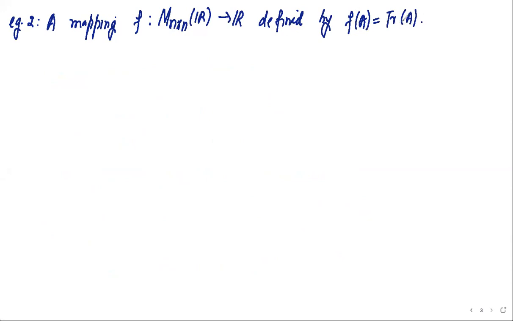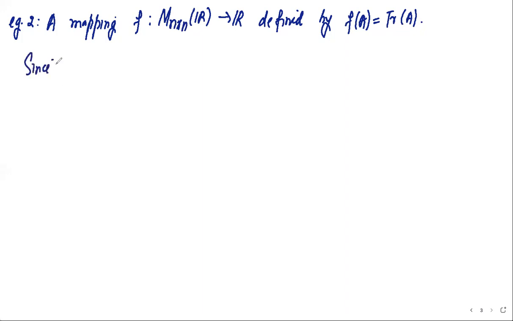Now since the trace is defined to be the sum of the diagonal entries of a matrix, and here we are choosing the set of all n cross n matrices, trace of A will be the sum of the diagonal entries. Since all the entries in every matrix of Mn(R) are real numbers, trace of A will be the sum of n real numbers. So this is a real number. Therefore f of A equal trace of A defines a function into R, and we can easily see that this is also a linear transformation.